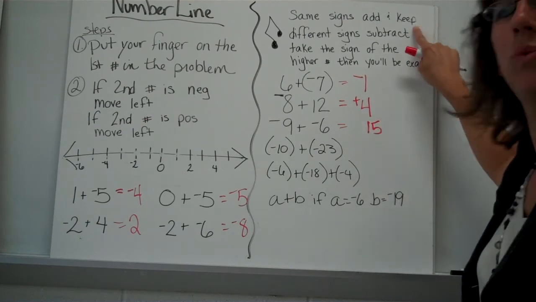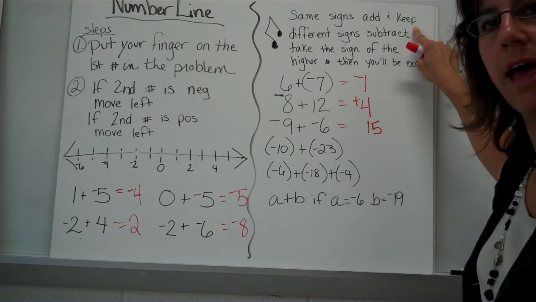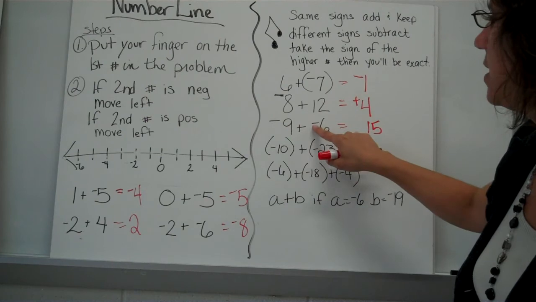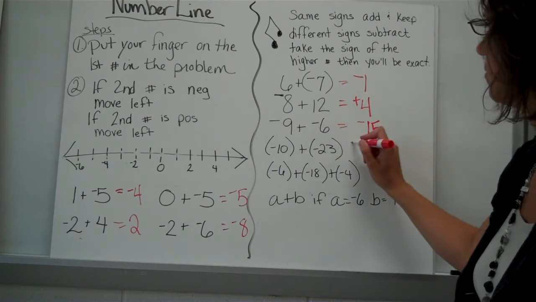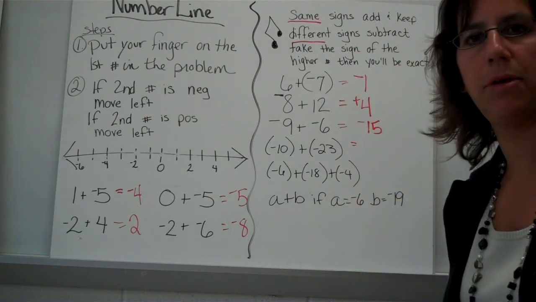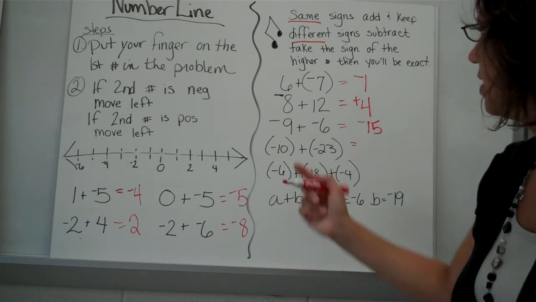And this keep, what that means is keep the sign. Whatever sign the other two numbers have, the answer will have the same one. So if we've got -9 and -6, our answer is also going to be negative. So really what you want to pay attention to is whether or not the signs are the same or different, and then use the song to help you figure out what to do with them.